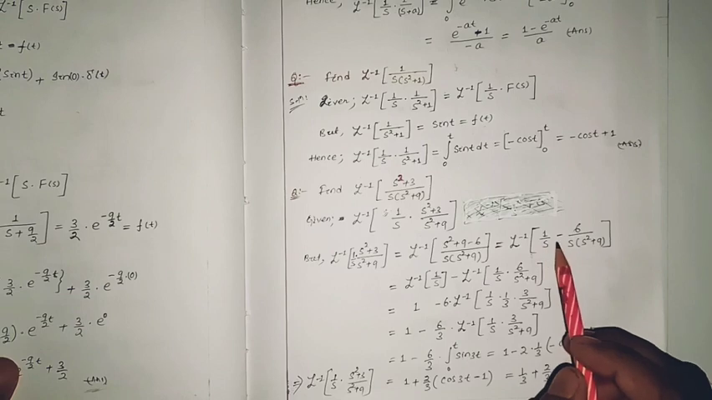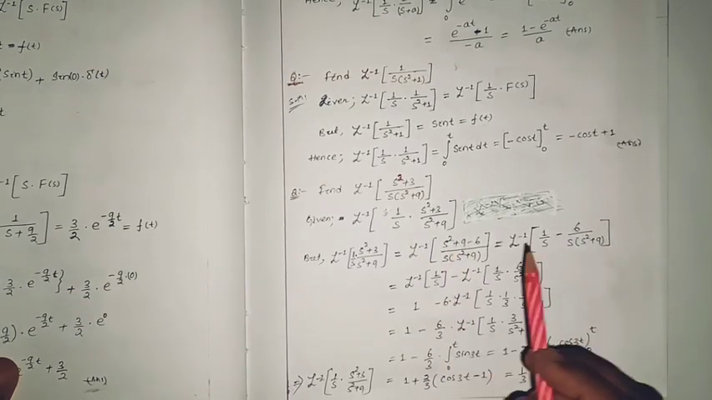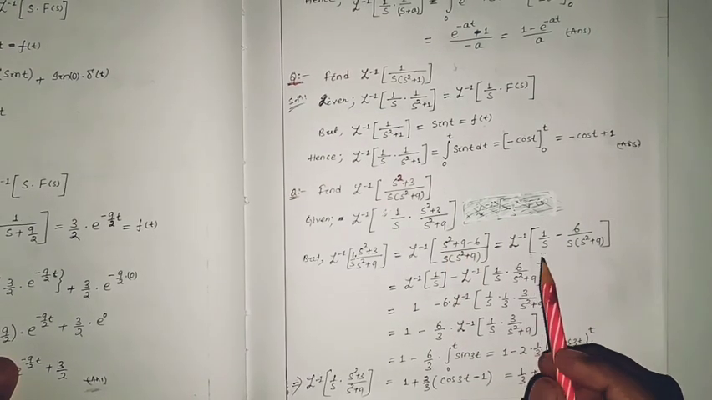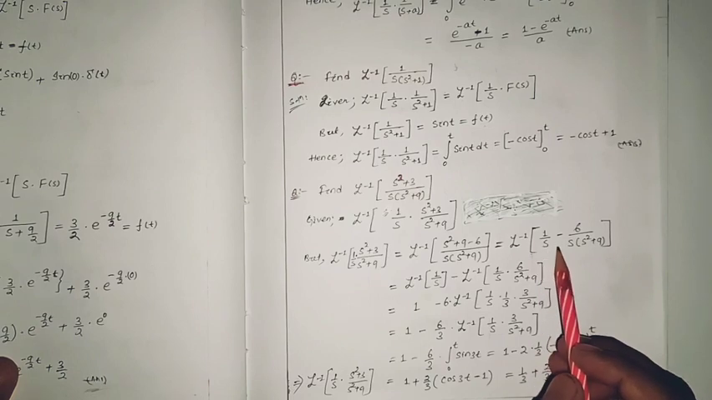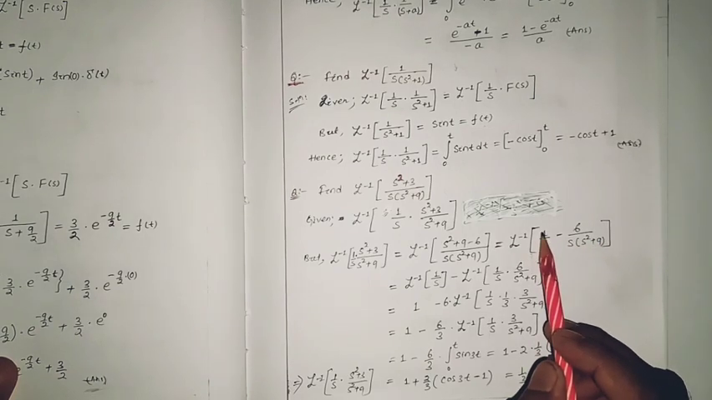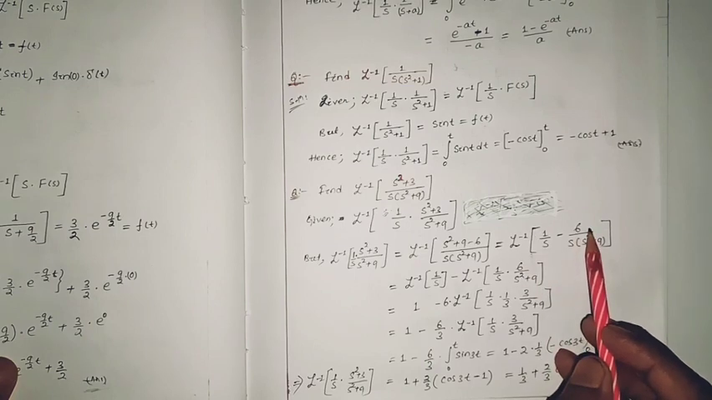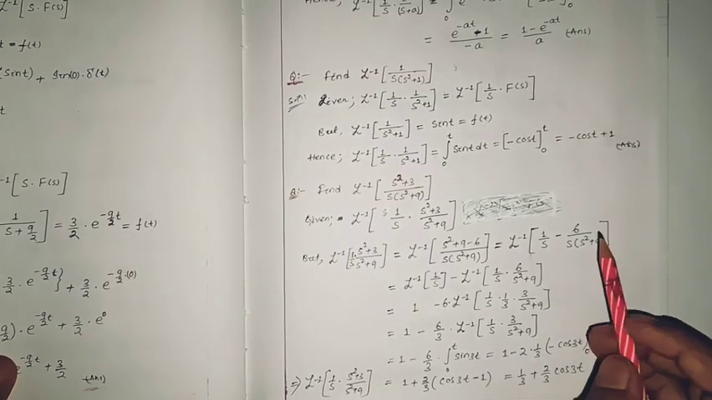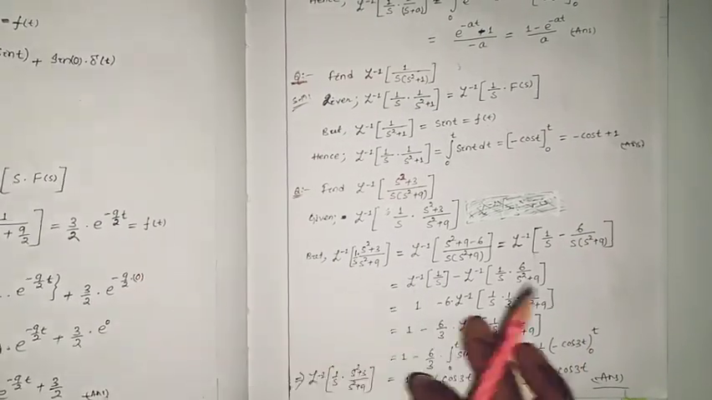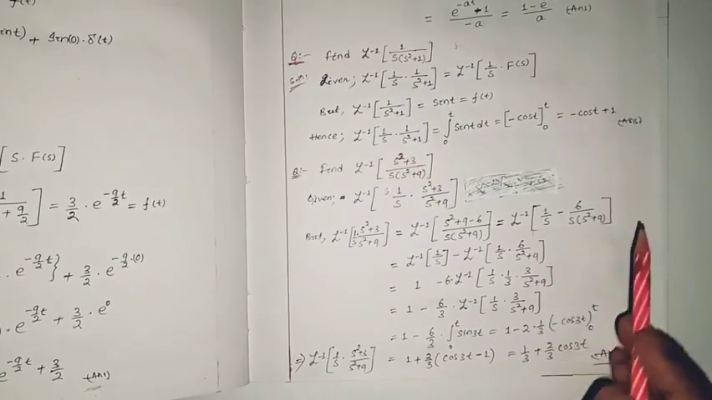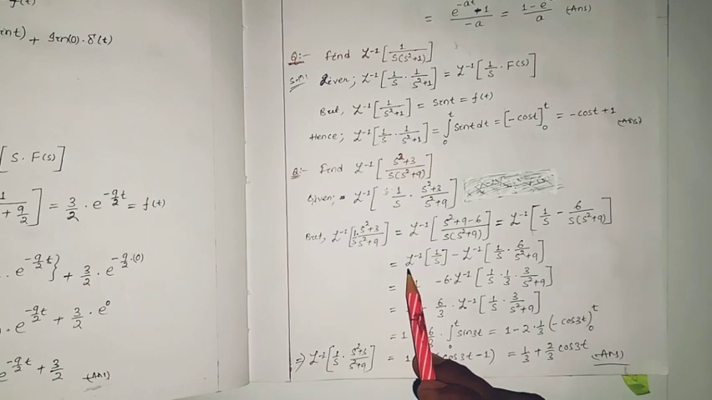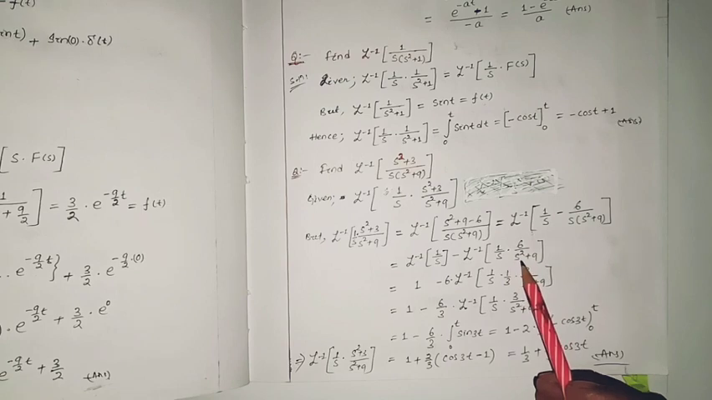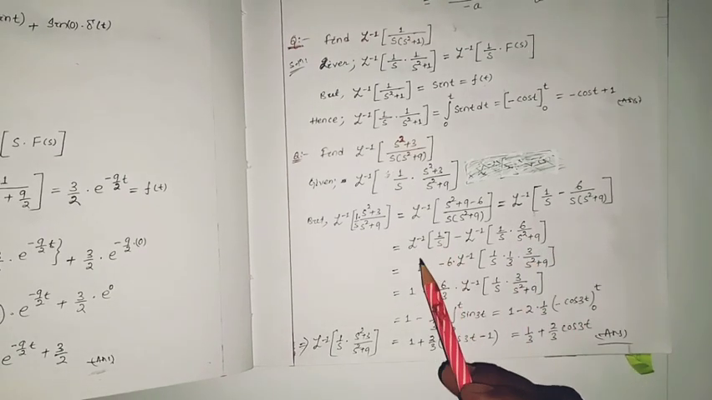You just subtract it and we are going to get this one. Here you can see the LCM will be s into (s square plus 9), and the numerator will be s square plus 9 minus 6. So these two terms separately can be written as the inverse Laplace transform of 1 by s minus the inverse Laplace transform of 1 by s into 6 by (s square plus 9). The inverse Laplace transform of 1 by s is 1.